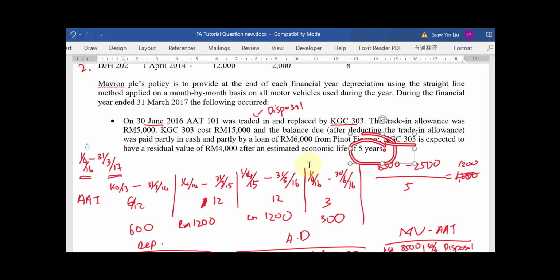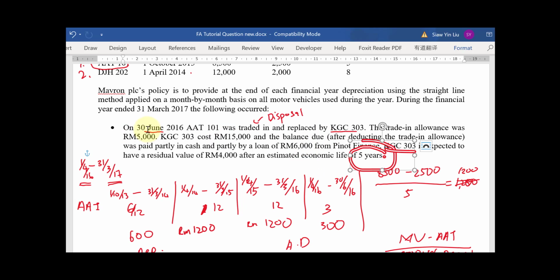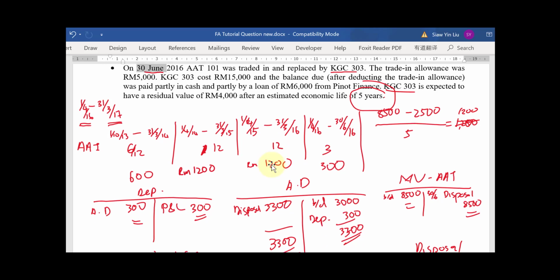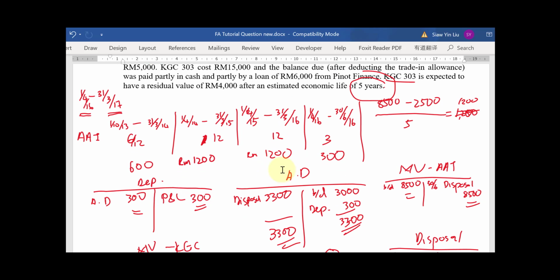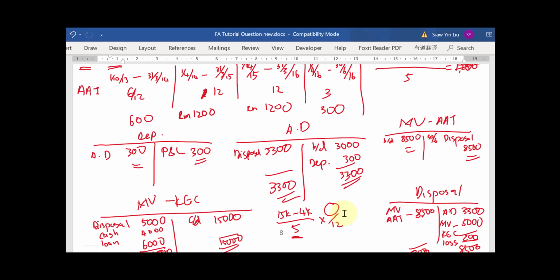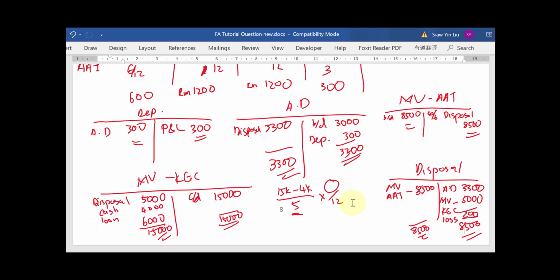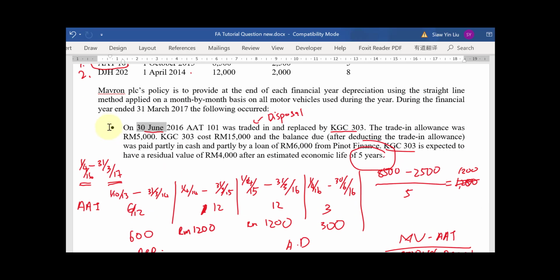So in this case, you have been using it from 1st of July until next year 30th of March. So you have to calculate how many months and then divide and you get it. So this is for AAT.